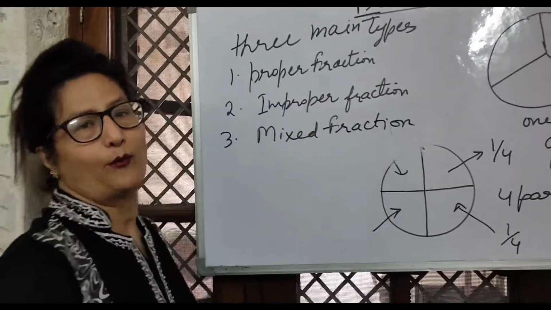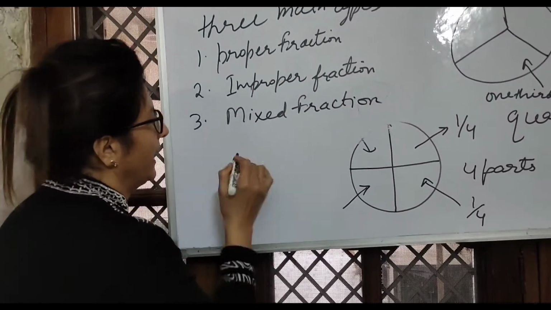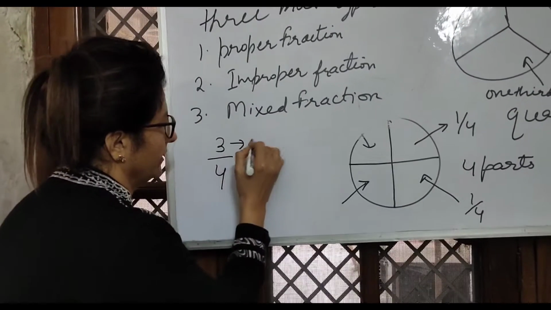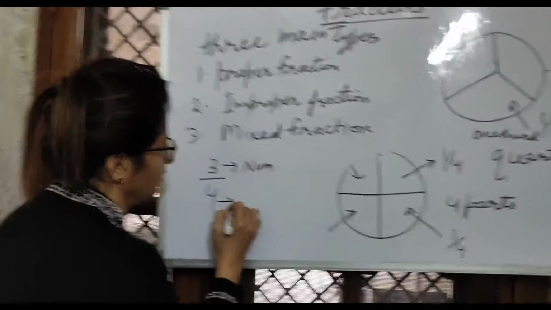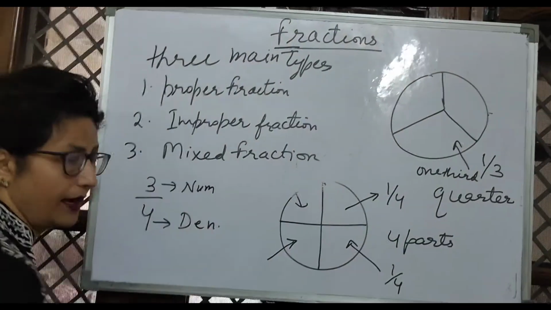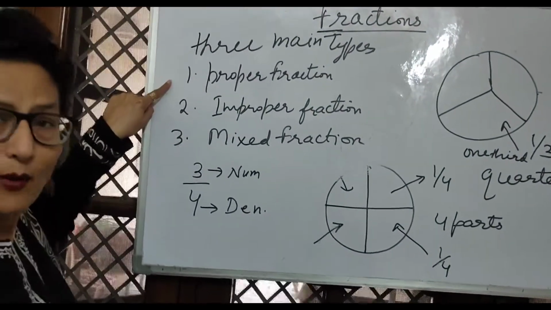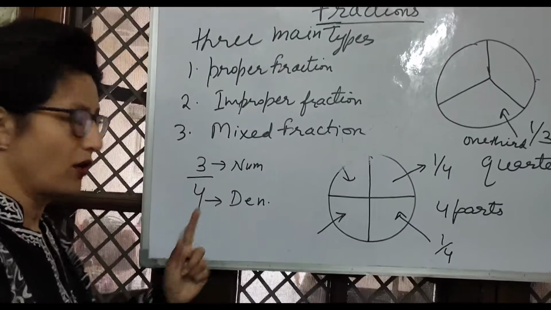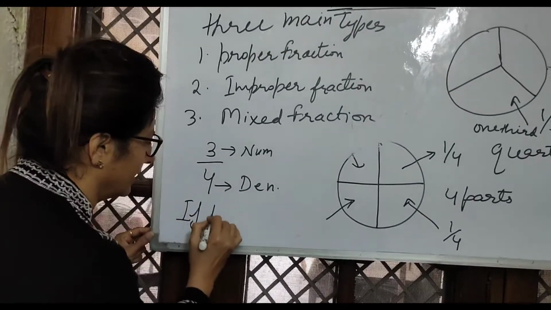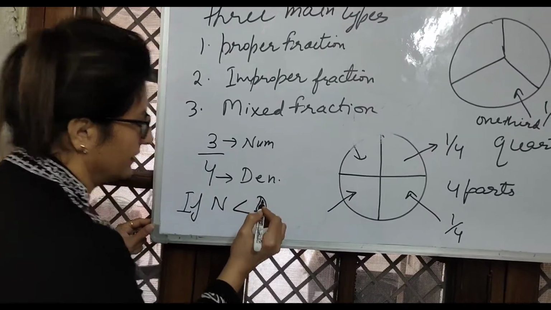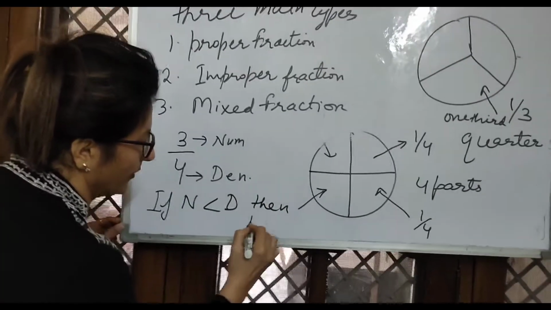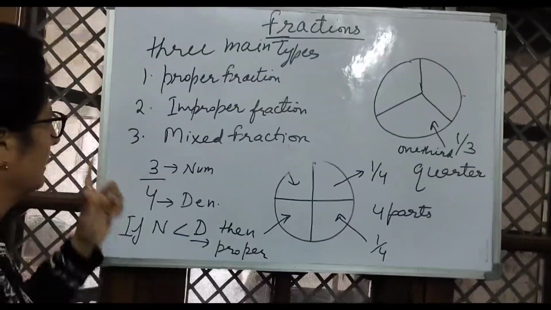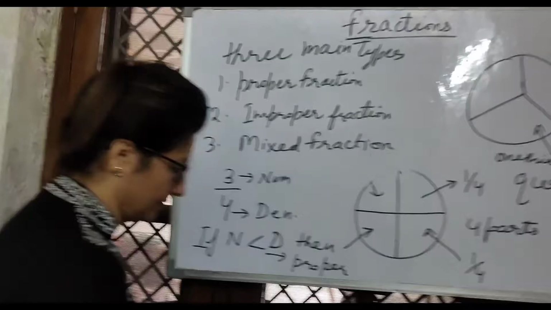Now, what is the proper fraction? I have already told you that the upper part of the fraction is a numerator and the lower part is known as denominator, right? Now, what is the proper fraction? See, if the numerator is less than denominator, then it is a proper fraction, right? Numerator is less than the denominator.